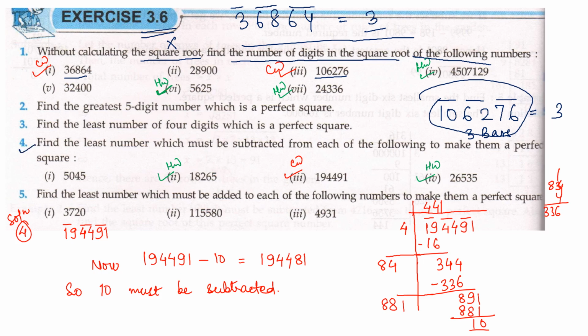Question number 4. Find the least number. If you remember, while finding the square root with the prime factorization method, they ask with which number the given number should be multiplied and divided. There they used to ask what to multiply by or what to divide by so that the number is a perfect square. Remember or not? Now in the long division method they will ask what to subtract or what to add so that the number becomes a perfect square. So you have to keep these points in your mind.